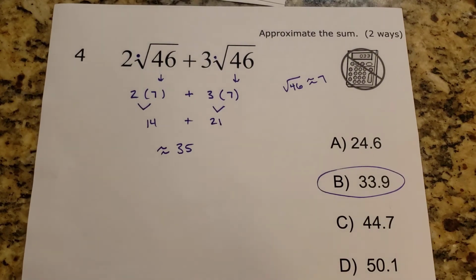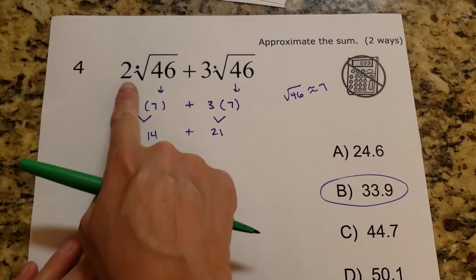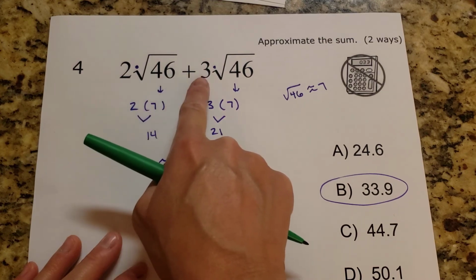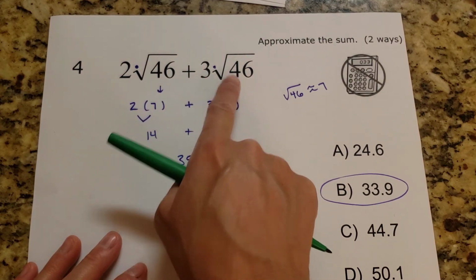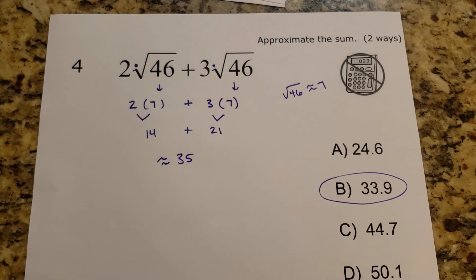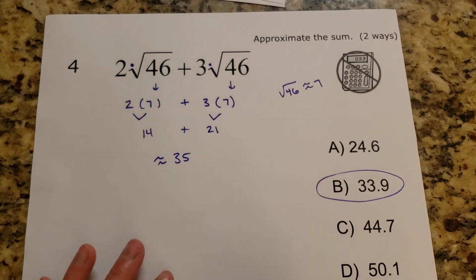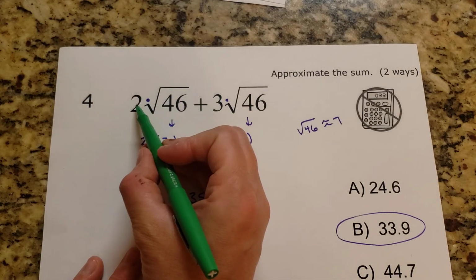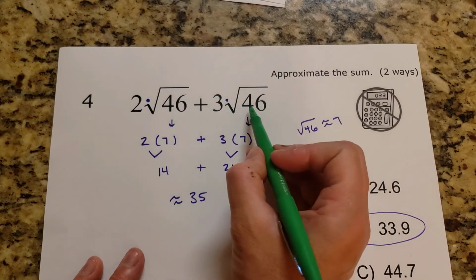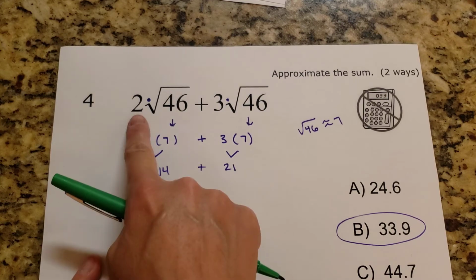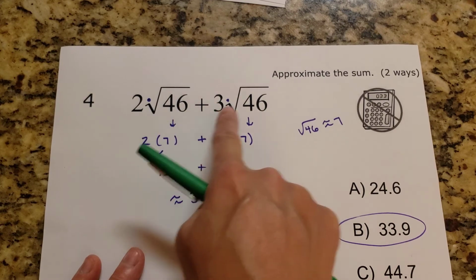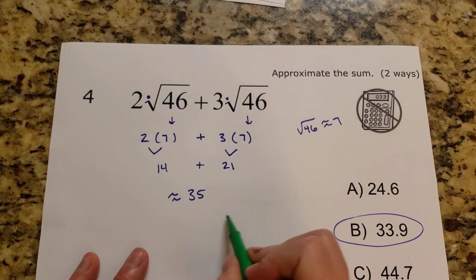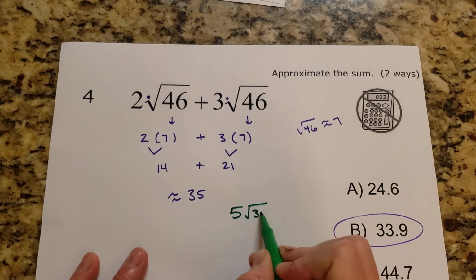Now, I want to show you a completely different way of doing this. I think that you'll like it. Think about it as kind of like combining like terms. You have 2 square roots of 46 plus 3 square roots of 46. How many square roots of 46 would you have altogether? Yeah, you'd have 5 square roots of 46. It's kind of like if this was 2x plus 3x, you'd have 5x. So 2 square roots of 46 plus 3 more square roots of 46, you have 5 square roots of 46.